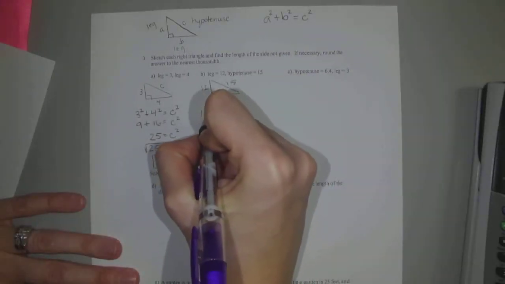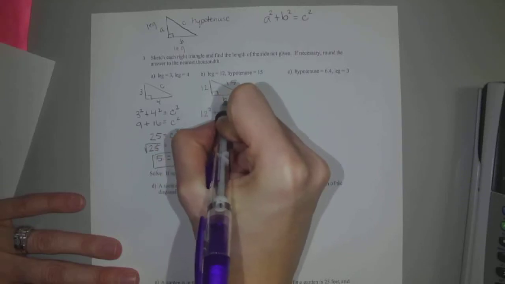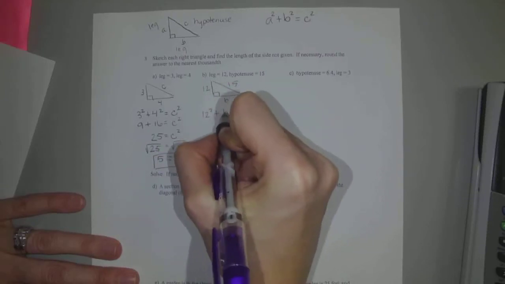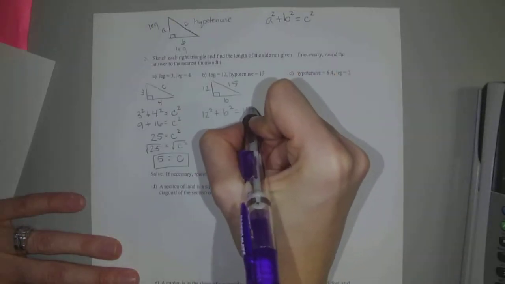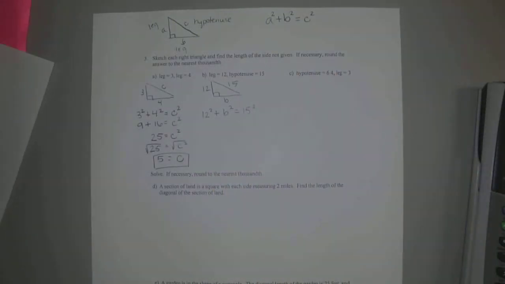So this is going to be 1 leg squared, 12 squared, plus the other leg, which we don't know, B squared, equals your hypotenuse squared, 15 squared. Does everybody see that I'm just following that equation up there? Are there any questions over those? Okay, so A squared plus B squared equals C squared. So I'm just grabbing my sides and squaring all of them.